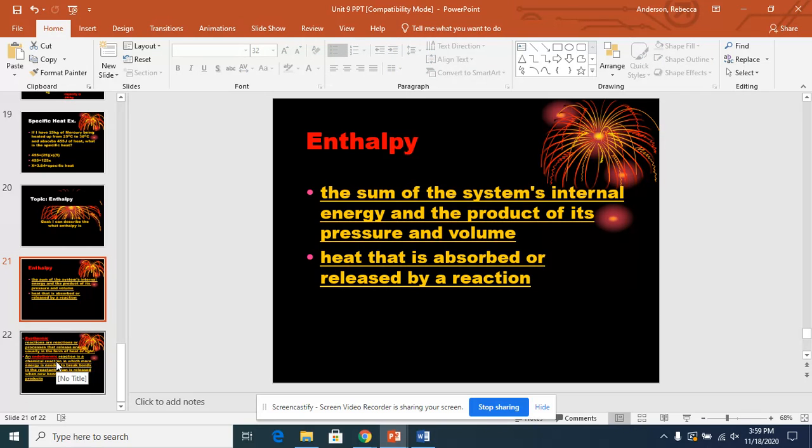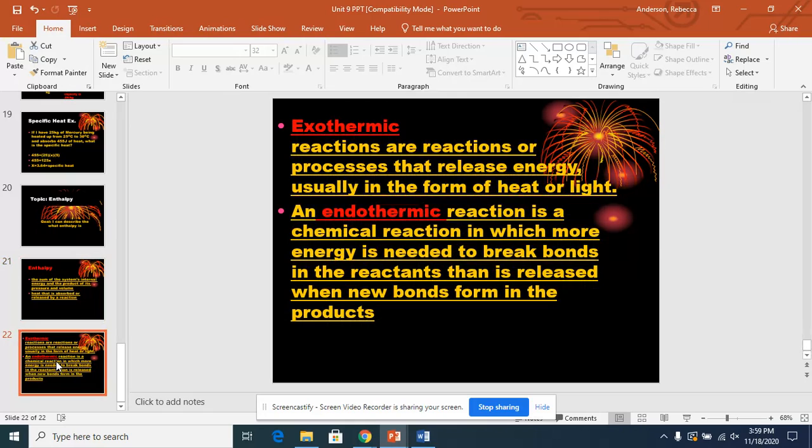So with this, that brings us to exothermic versus endothermic, which we have talked about before in our reactions unit. But just as a reminder, and to officially give you guys the definitions, exothermic reactions are reactions or processes that release energy, usually in the form of heat or light. An endothermic reaction is a chemical reaction in which more energy is needed to break bonds in the reactants than is released, which means it gets colder. So exothermic releases heat, endothermic uses up the heat. Exothermic is hot, endothermic is cold.